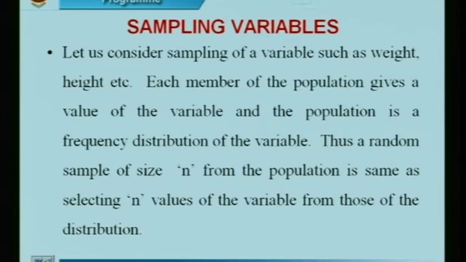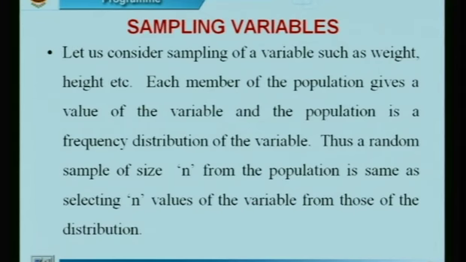Now similarly, you can study all these examples which I mentioned here, then you can try these examples in your leisure time with the same principle. And the next discussion we are going to consider is sampling variables. The sampling variables are such as weight and height of human beings, weight of certain articles, and height of plants in biology. Each member of the population gives a value of the variable, and the population is a frequency distribution of the variable. Thus a random sample of size n from a population is the same as selecting n values of the variable from that distribution.